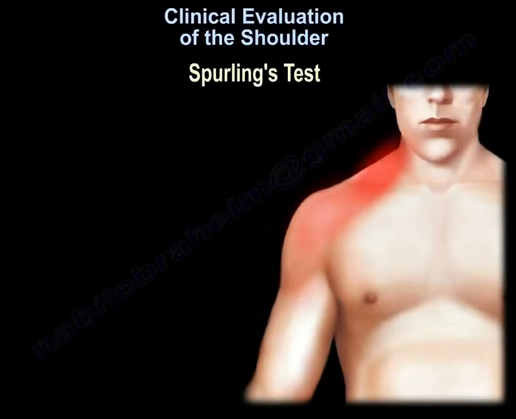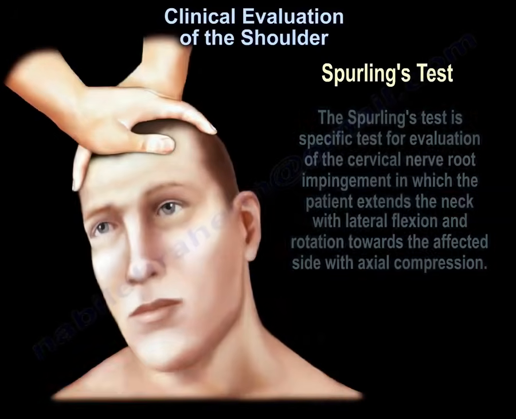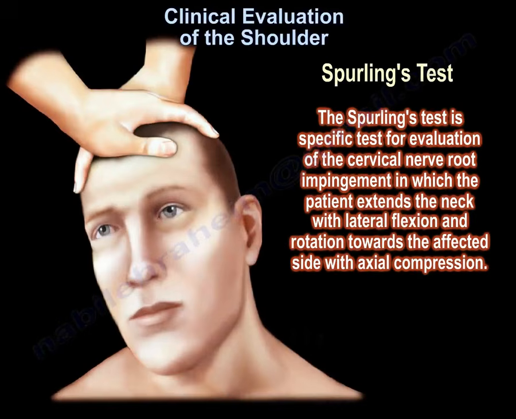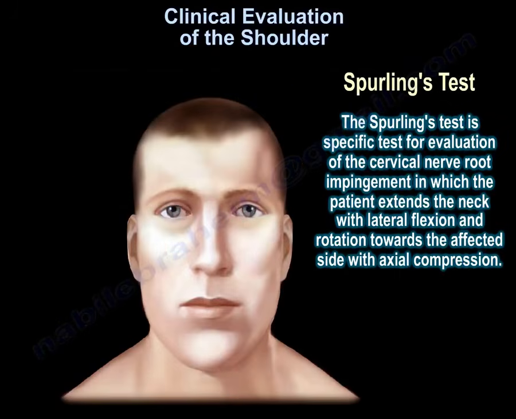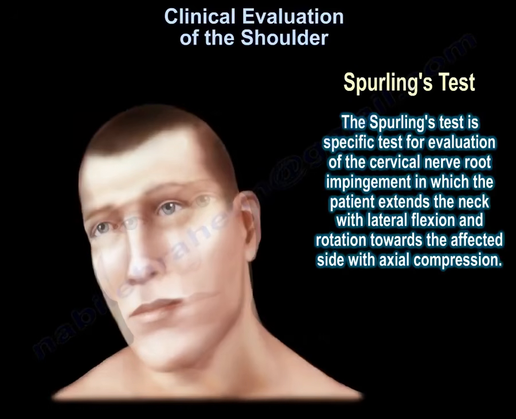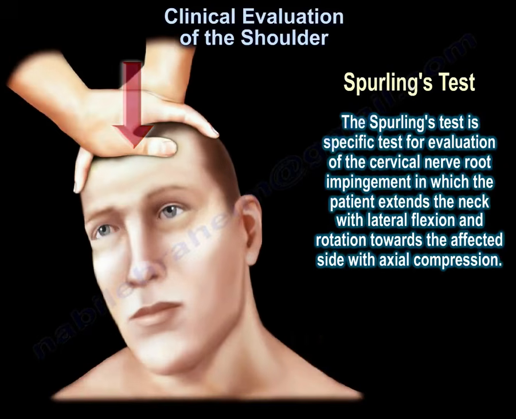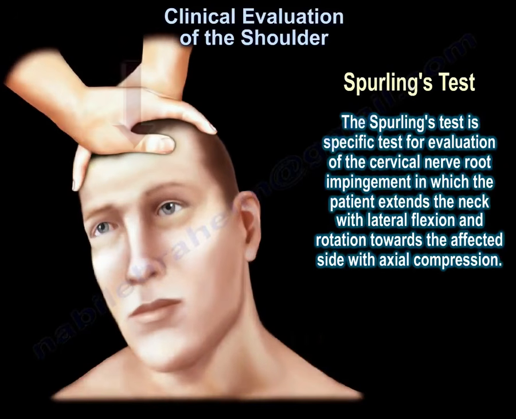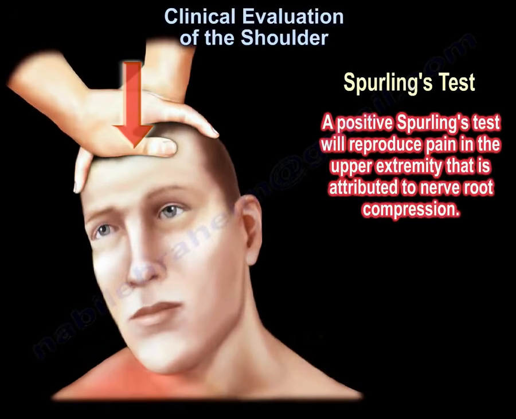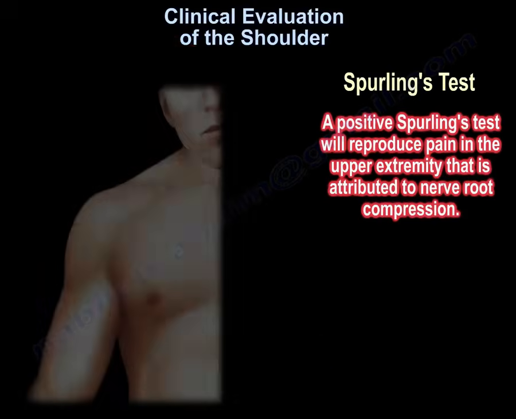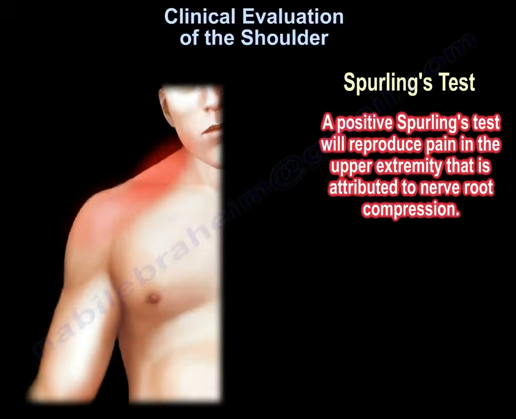You may want to use the Sperling's test. The Sperling's test is a specific test for evaluation of the cervical nerve root impingement, in which the patient extends the neck with lateral flexion and rotation towards the affected side with axial compression. The positive test will reproduce pain in the upper extremity attributed to nerve root compression.